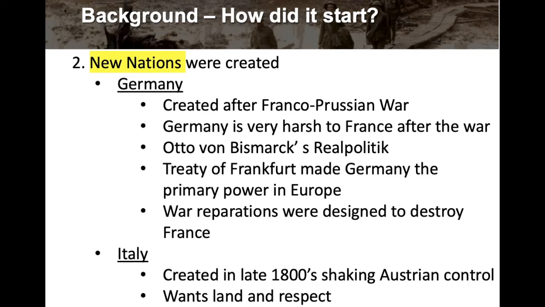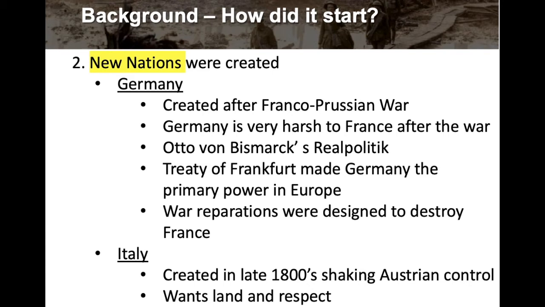Germany is very harsh to France after the Franco-Prussian War. And if you remember, we talked about Otto von Bismarck's realpolitik. It didn't matter who you offended or whatever. It's just get the job done, and that's what happened. Well, the Treaty of Frankfurt made Germany the primary power in Europe, and they put heavy war reparations on France in an effort to destroy France.